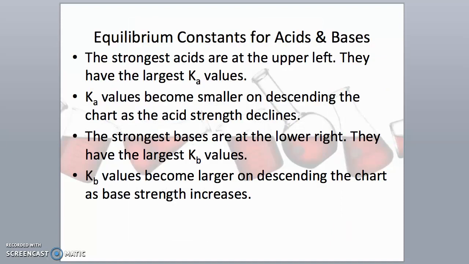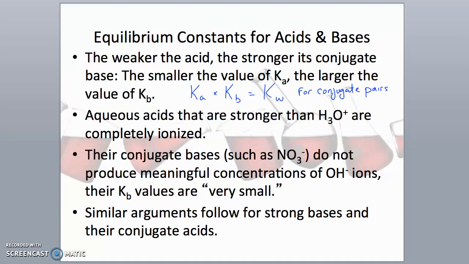This slide just summarizes the previous image. You'll want to have your table handy for homework and future exams. You'll be able to use this table. More summary here. You can pause the video if you want to read that. I'm going to move on.